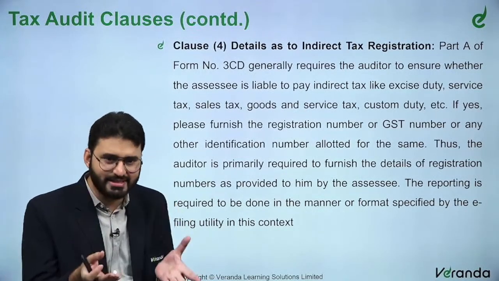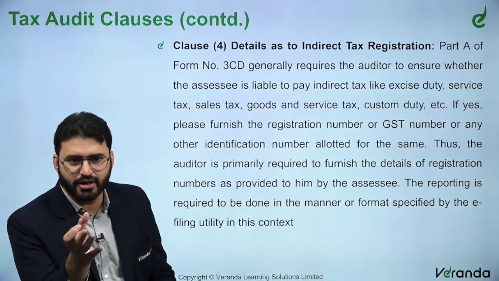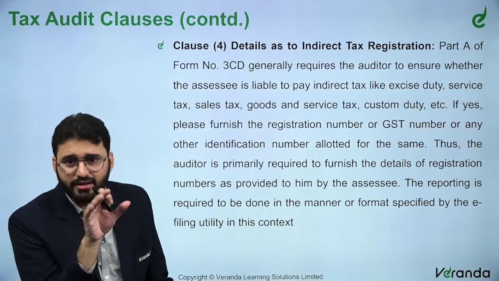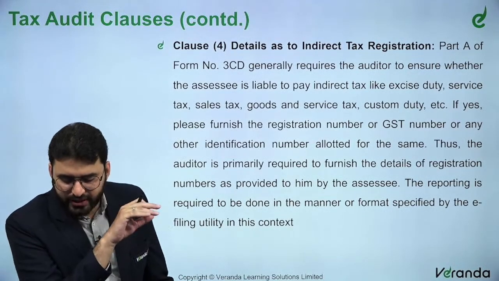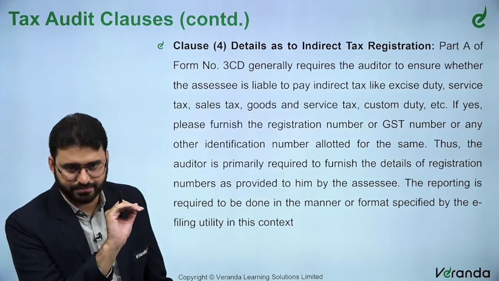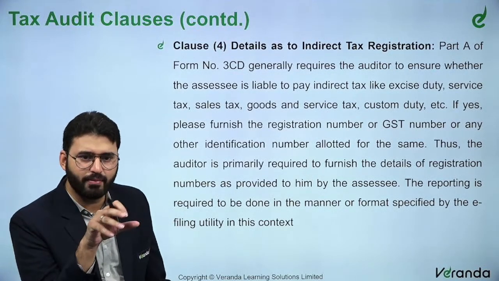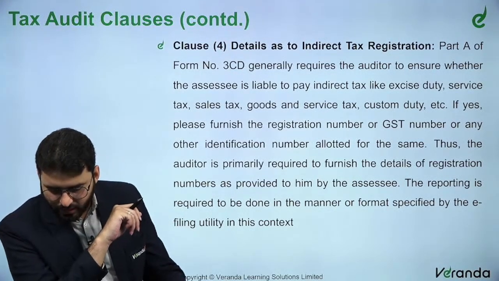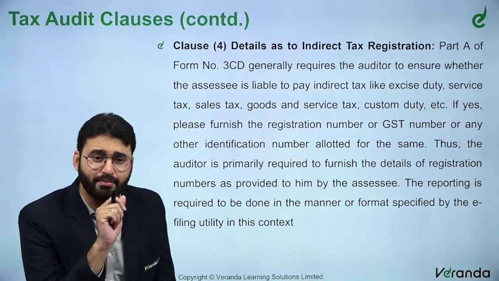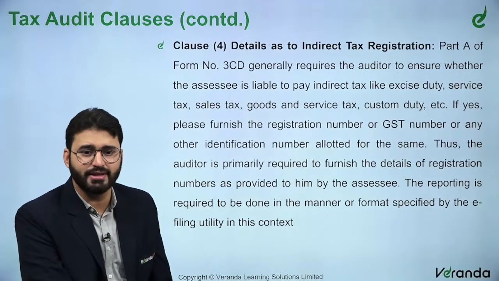So you have your GST, which is the most common one. Then you have your excise duty, which is applicable for certain products, and your customs duty. All those registration details you will have to give under this clause. If yes, please furnish the registration number, or the GST number, or any other identification number allotted for the same. Thus, the auditor is primarily required to furnish the details of registration numbers as provided to him by the assessee. The reporting is required to be done in a manner or format specified by the e-filing utility in this context.